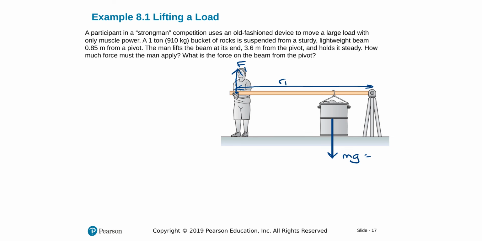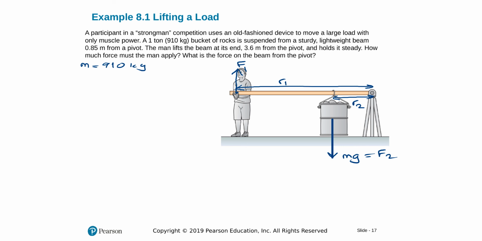I'm gonna give it a name. This will be my force 2. It will also have a distance to the pivot, and I'm gonna call that R2. So the question is telling us that a strongman competition uses an old-fashioned device to move a large load with only muscle, a 910 kilogram bucket. So we know the mass of the bucket, 910 kilogram. We write it down.